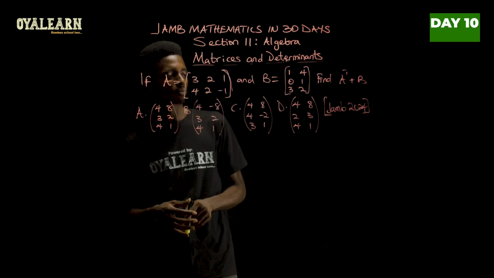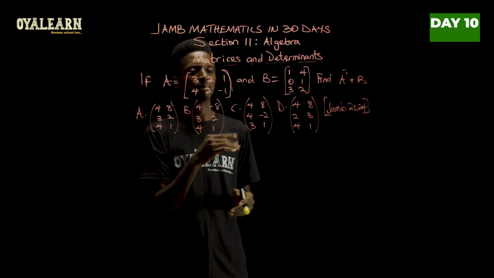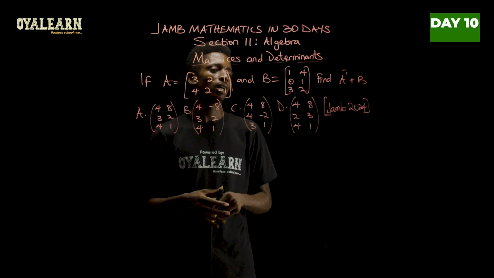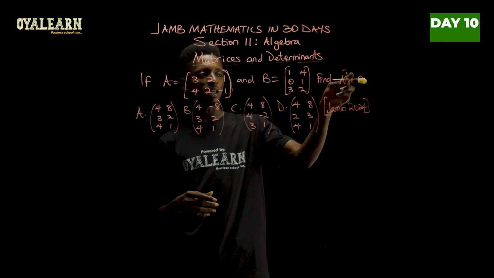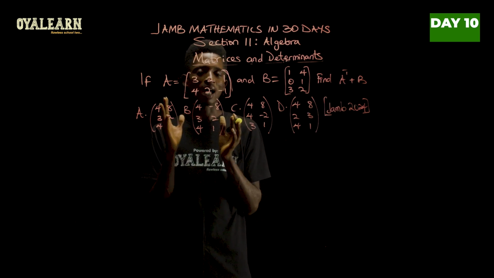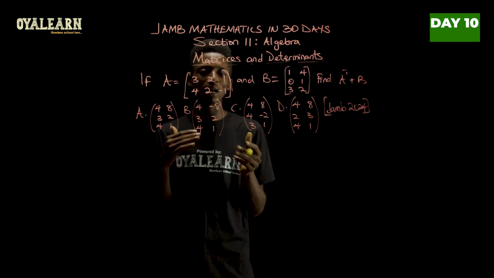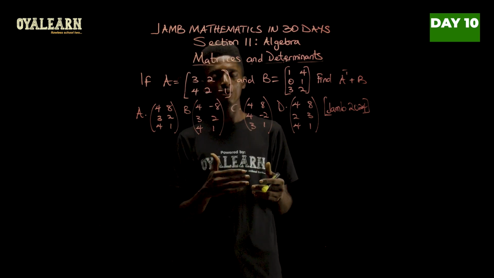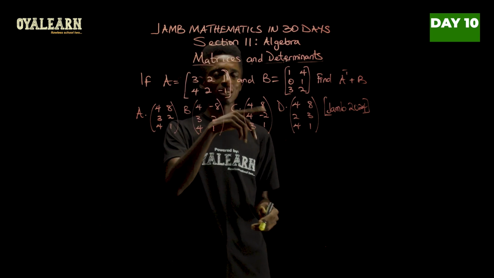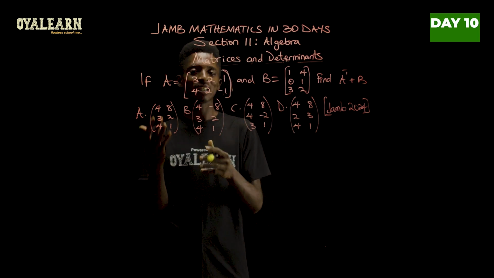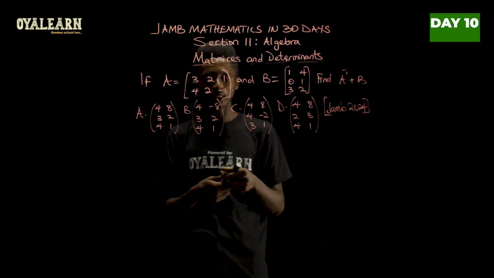So this question from JAMB 2024 says that if A is this certain 2 by 3 matrix and then B is this 3 by 2 matrix, we have to add the transpose of A and B. Now, I've mentioned before in this video that you cannot add two matrices that do not have equal number of rows and columns, right? So that is, we can't do a 2 by 3 plus a 3 by 2. So you will have to find the transpose of the other. That is why the question asks us to find the transpose of A, and then we add B to that.